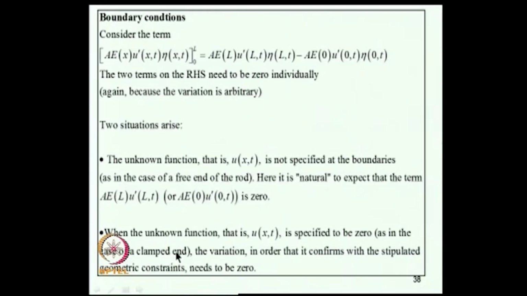On the other hand, if you are dealing with a fixed rod, say, that is clamped at one end, then the unknown function u of x comma t is specified to be 0. Therefore, the variation has to be 0 at those points, in order that it conforms with the stipulated geometric constraint.